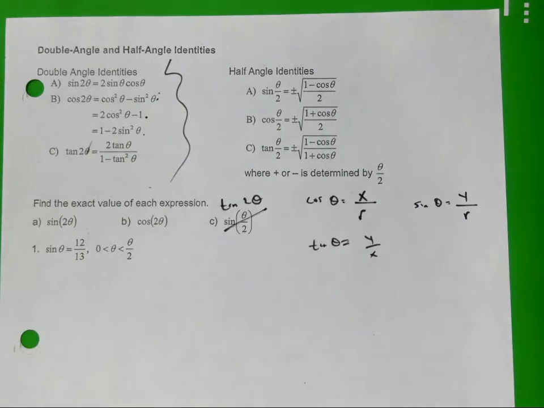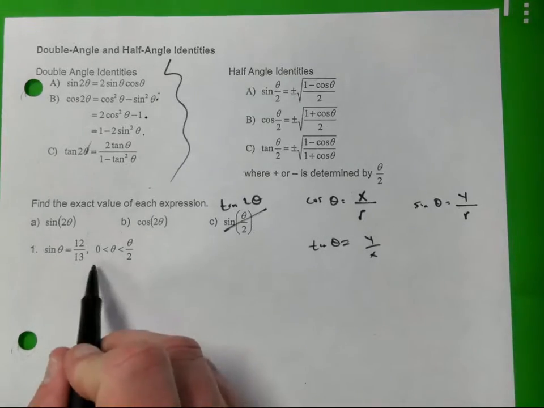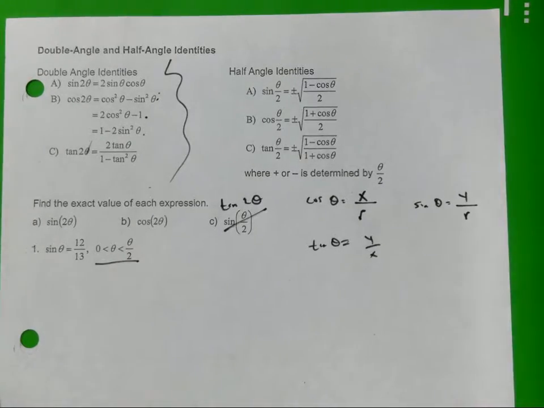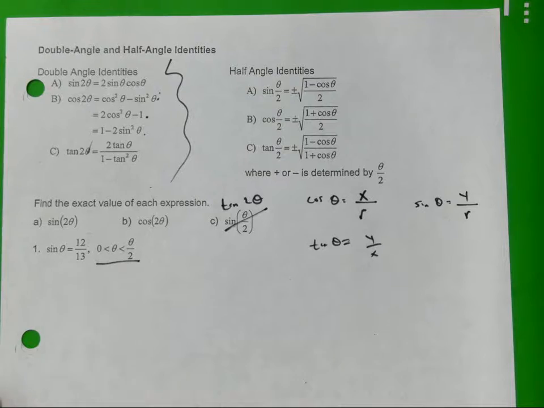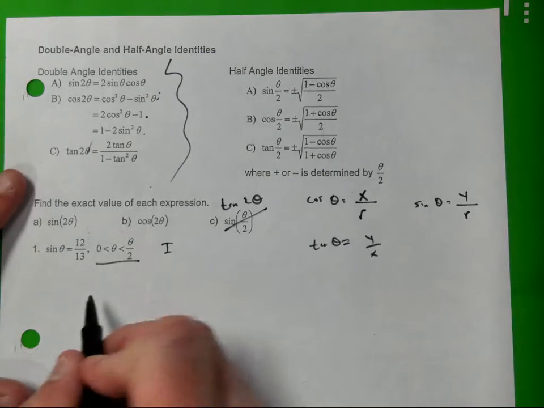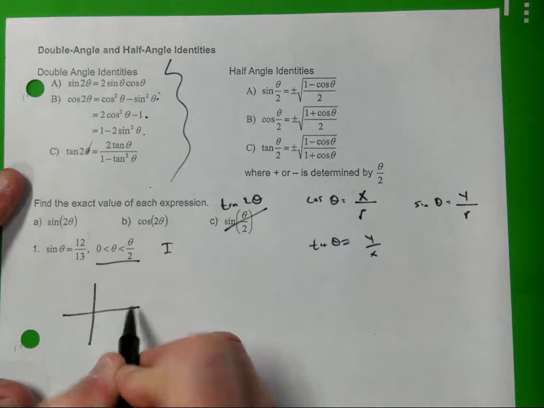Alright? This is very important. What quadrant are we working in? Quadrant 1. Isn't that from 0 to 90? You've got to identify the quadrant. You're working in quadrant 1. So in quadrant 1, I'm going to draw a picture.